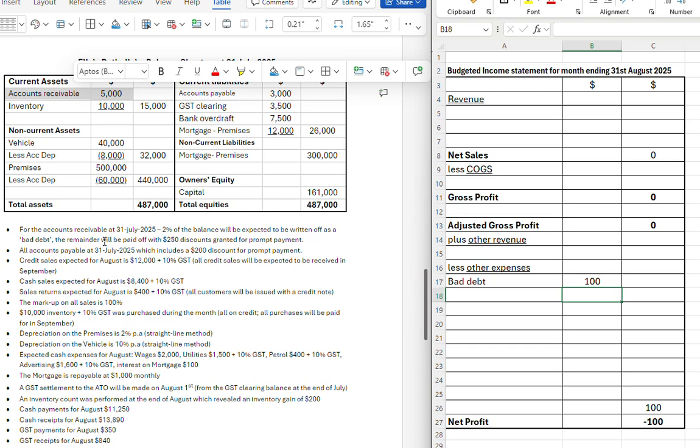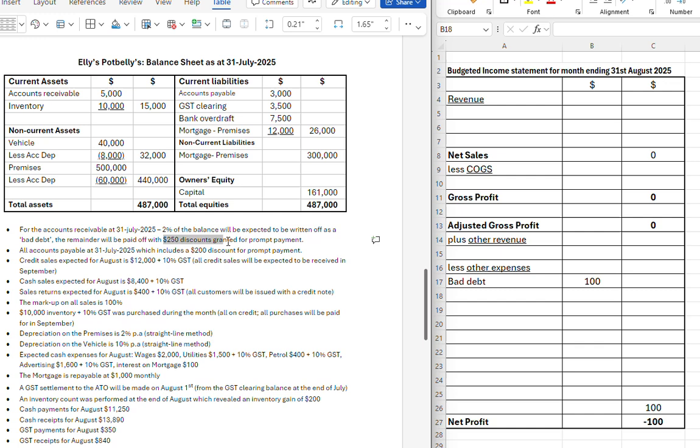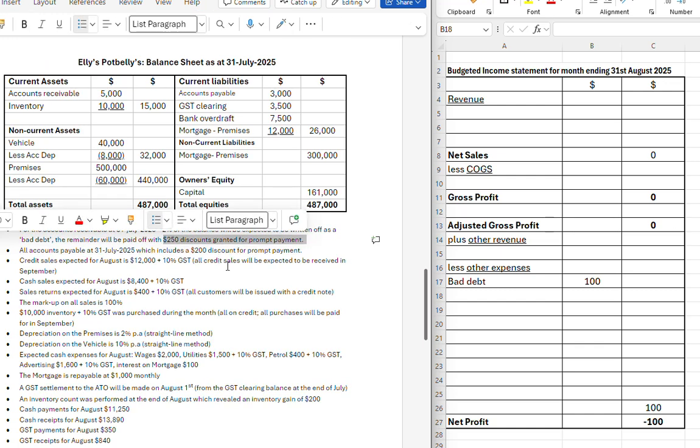If we read on, the remainder will be paid off. That's irrelevant to the income statement, but there is a point here, $250 granted for a prompt payment. So just like bad debts, this satisfies the criteria for an expense. It's going to reduce our accounts receivable balance, which is an asset, and simultaneously decrease our OE based on the impact on profit. So that will also be a non-trading expense. So we'll acknowledge that as discount expense because we might have some discount revenue. Okay, which is what we have on the next point.